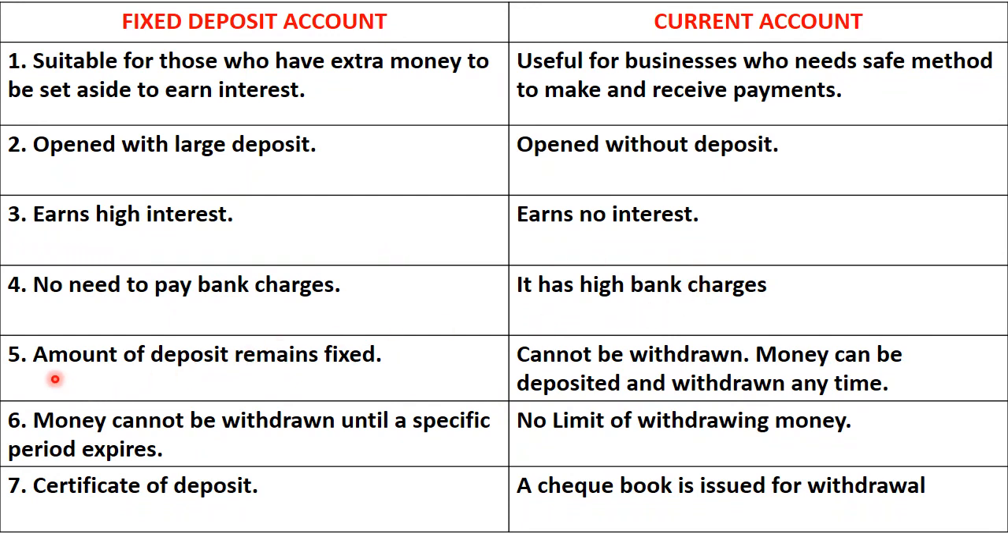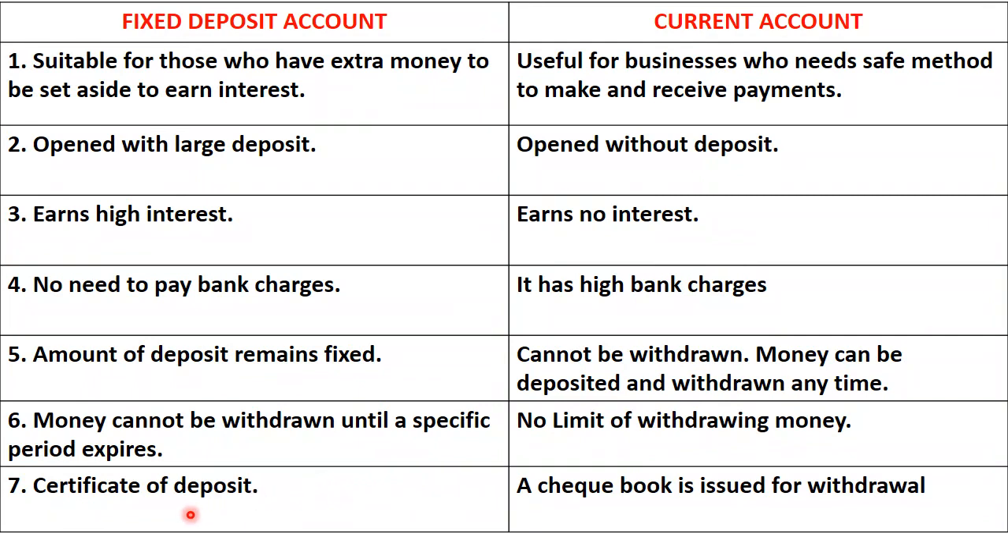Another difference is that in a fixed deposit account, the amount of deposit remains fixed. Well, in a current account, money can be deposited and withdrawn at any time, and it's not a fixed amount. You can withdraw whatever amount and you can deposit whatever amount. Another difference is that in a fixed deposit account, money cannot be withdrawn until a specific period expires. Well, in a current account, there is no limit on withdrawing money. You can withdraw anytime, anywhere.